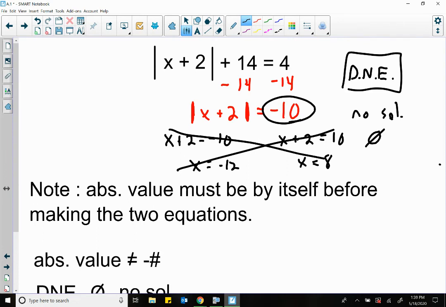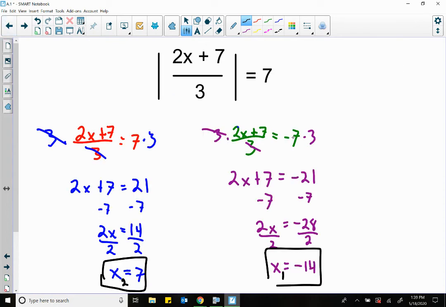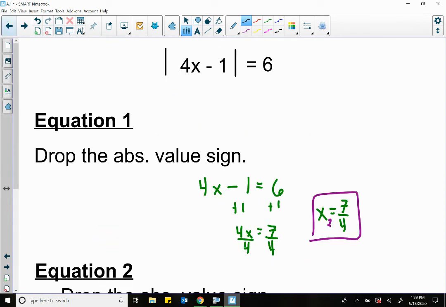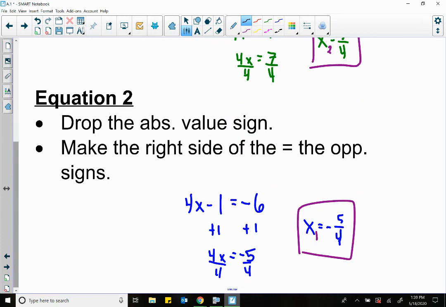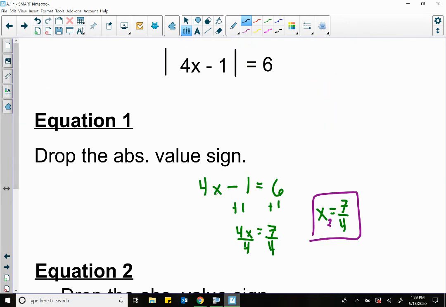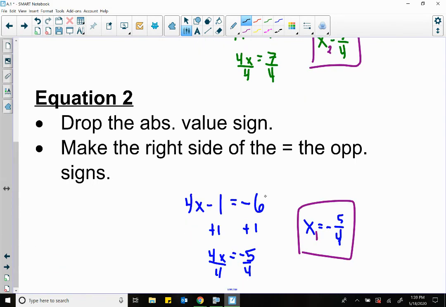Because you can never have a negative distance. Now, I know what some of you are thinking. You're like, Mr. Armstrong, didn't we just take this problem right here and it's negative right here, and then over here, it's negative right there. Isn't that violating what you... No, that's not violating what I'm saying. Because if you look at this, this is not an absolute value equal to a negative number. This is 4x minus 1 equal to a negative number. You dropped the absolute values here to be equal to that number.